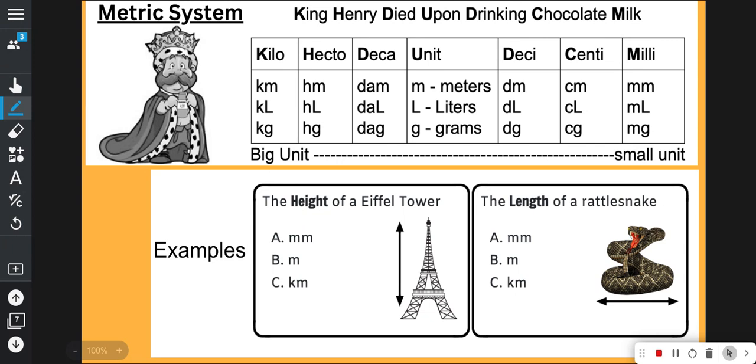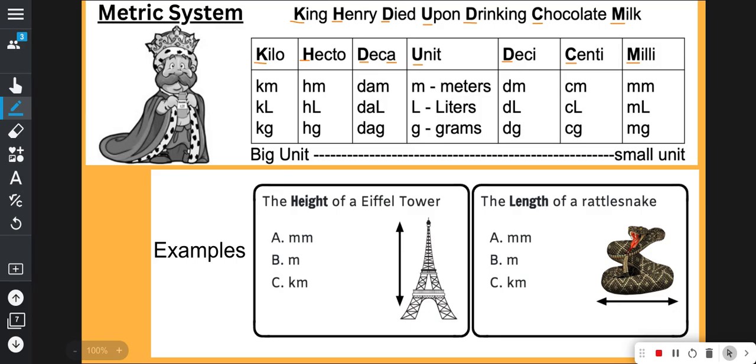The metric system shows up in this unit also. If you can remember the phrase, King Henry died upon drinking chocolate milk, that can help you remember this chart. The king, the K, stands for kilo. Henry, we have hecto. Died is deca. Upon stands for our unit. Drinking, deci. Chocolate, centi. And milk, milli. Those are all the measurements used in the metric system.